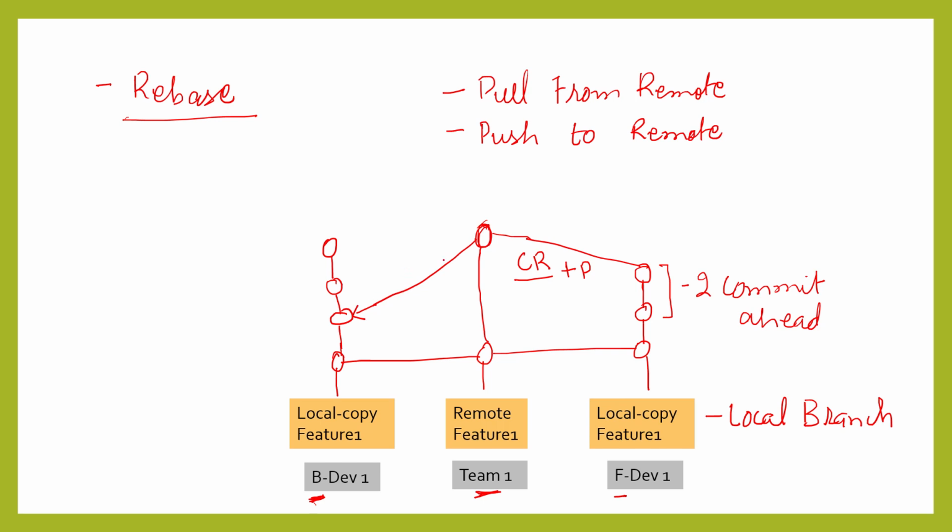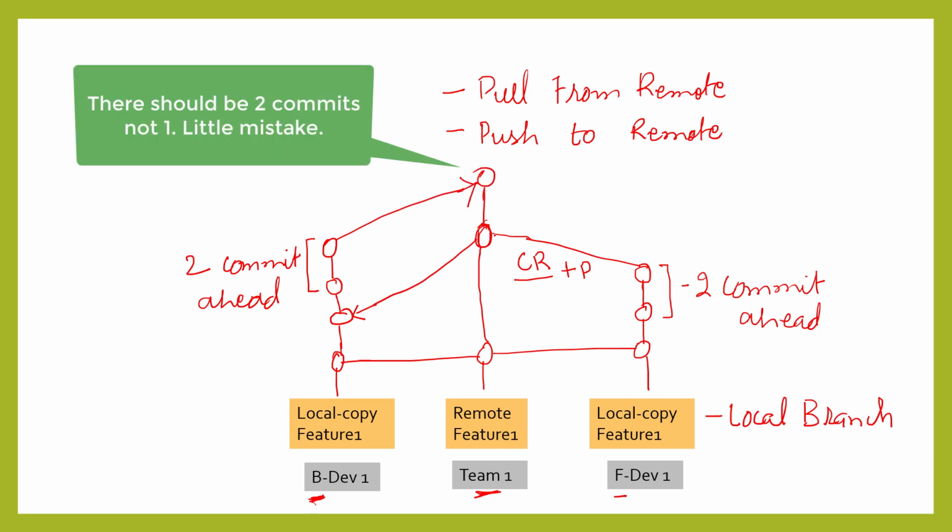So now we have pulled the commit from the remote, and now the local branch is only two commits ahead of remote. Now we can easily push this to remote. So this is also pushed. So this is the arrow here.